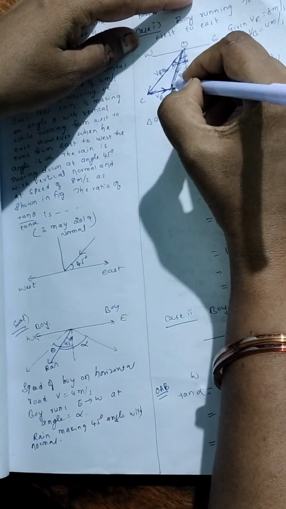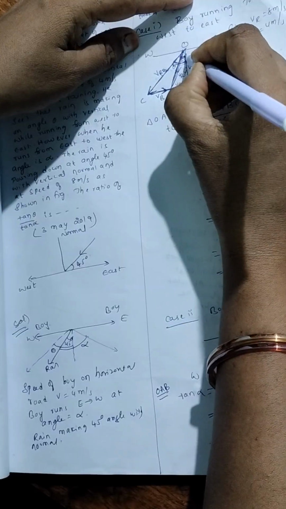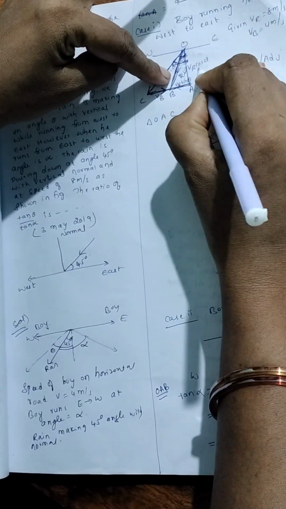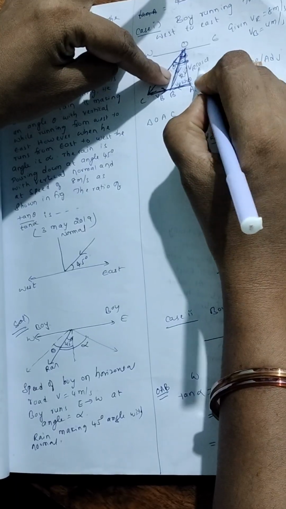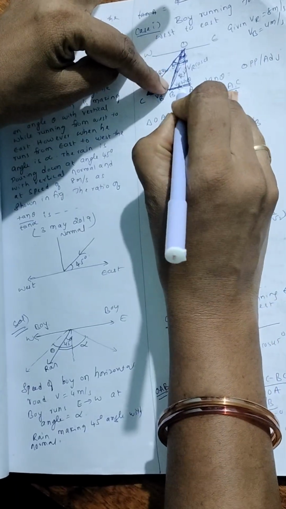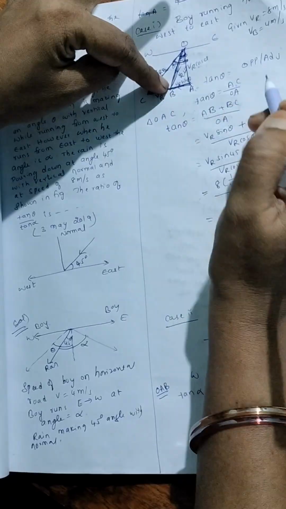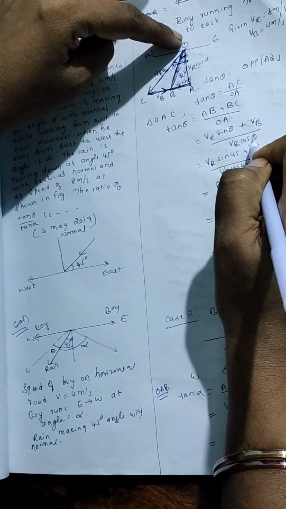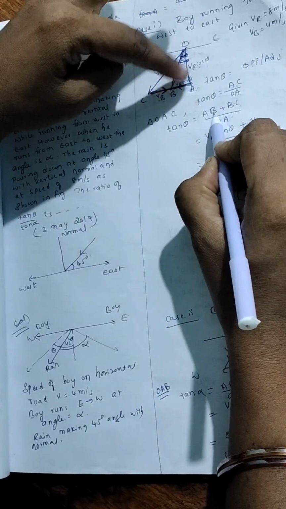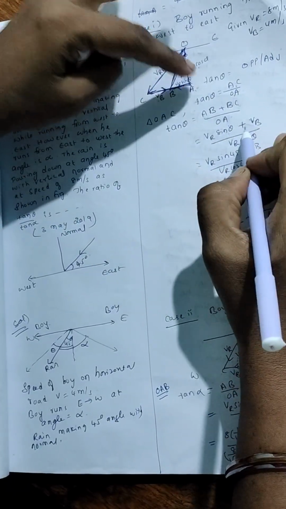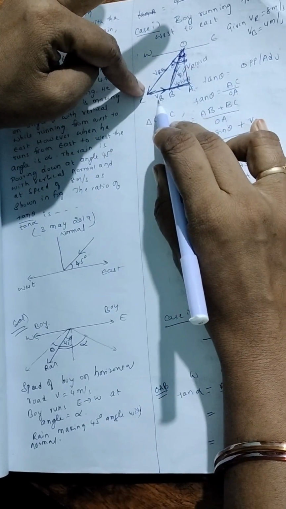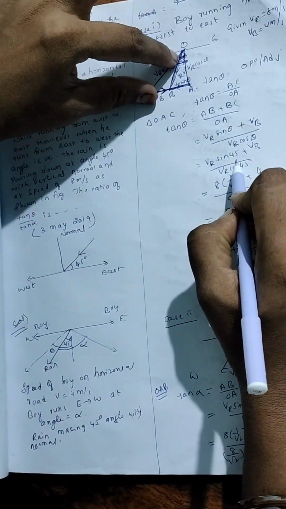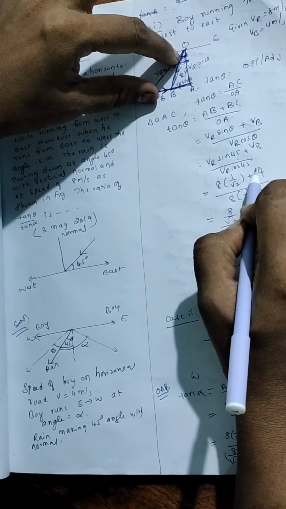Now this is V rain, no? Now this is the angle, no? So this becomes the horizontal component, VR cos theta. And this becomes the vertical component, VR sin theta. So now OA is VR cos theta. AB is VR sin theta plus BC, V boy. Right? So VR sin 45 plus VB by VR cos 45.